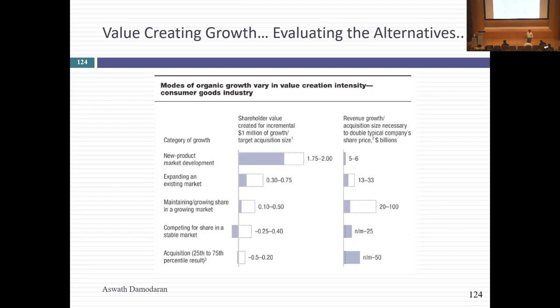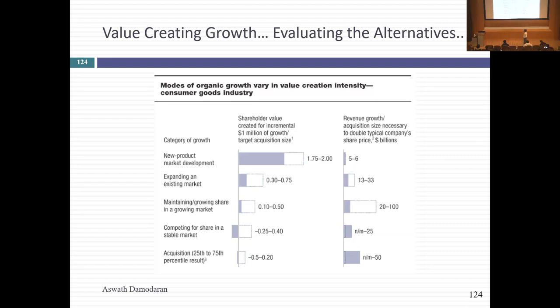Looking across all companies, new product development had the biggest positive payoff. $1 million invested in new product development creates between $1.75 and $2 million in additional value. So you see, why doesn't every company come up with new products? It's also a very skewed distribution, a few big winners and lots of people who try and never make it. But if you're given just one way to grow, try to come up with a new product. It's going to give you the biggest payoff of all the growth strategies.